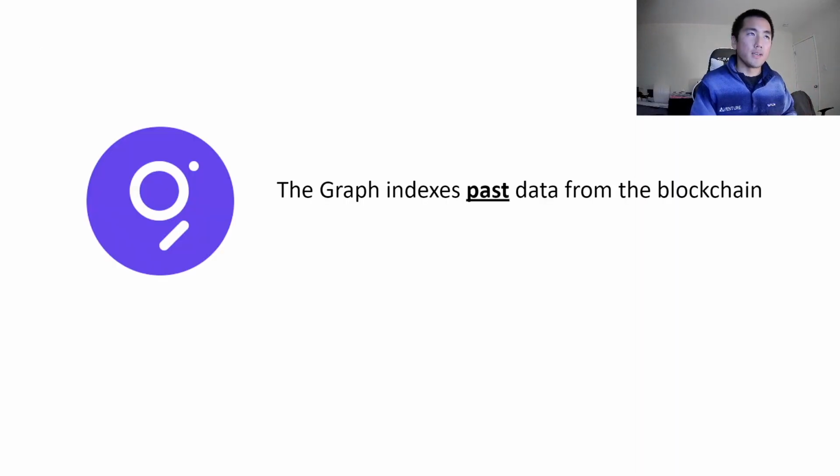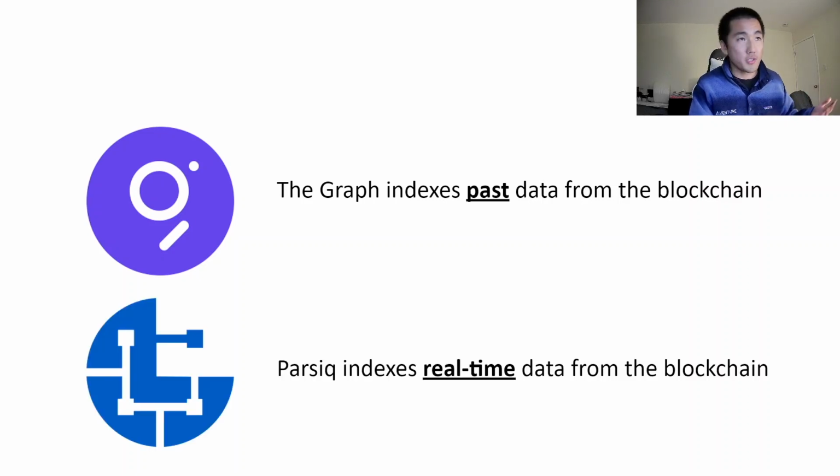And the closest thing I think is The Graph. The Graph is one of the top DeFi protocols that indexes past data from the blockchain. And they're like the Google of blockchain. And Parsiq is like real-time data from the blockchain. So they do kind of similar things, different use cases. But by looking at The Graph's valuation, maybe we can extrapolate how much Parsiq should be valued.